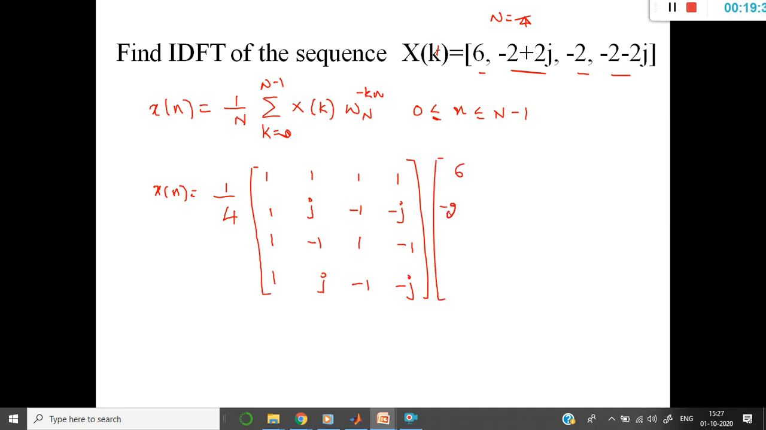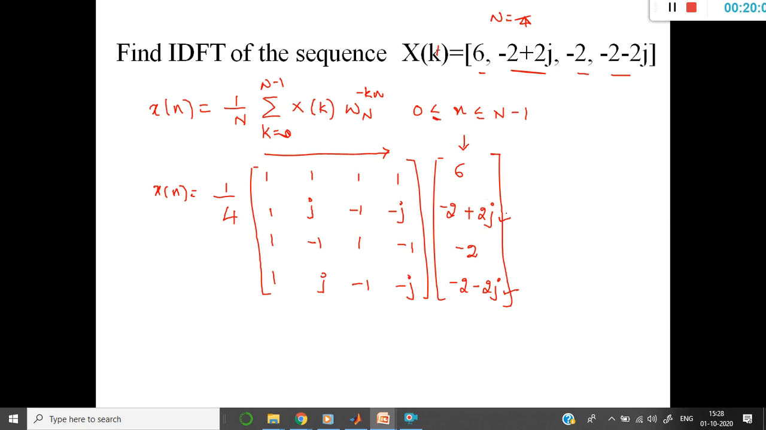6 is the first input, minus 2 plus 2j, minus 2, minus 2 minus 2j. If we observe, the first sequence is again a DC component, and the second and third are complex conjugate values here, and they are going to be an AC signal here. Now try to multiply these two, this matrix.